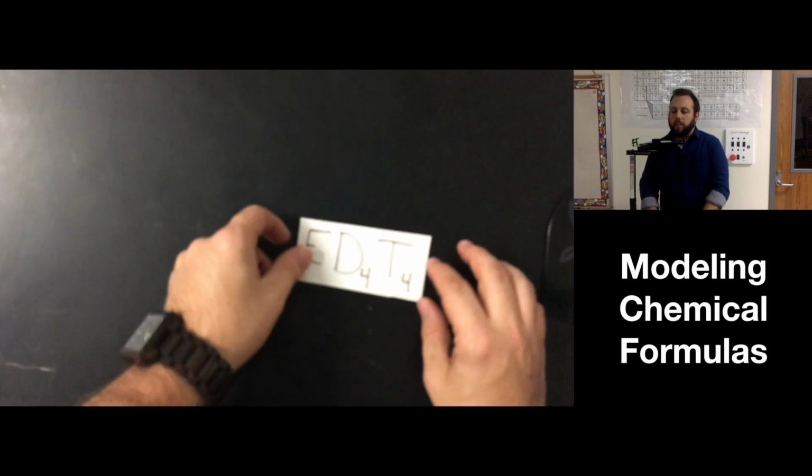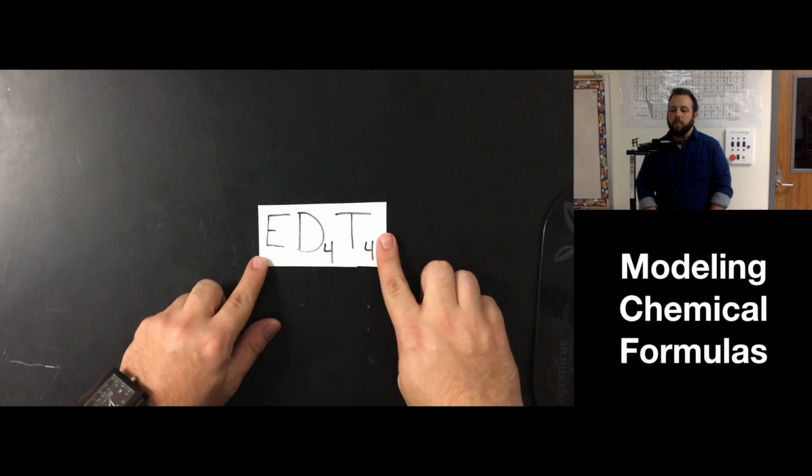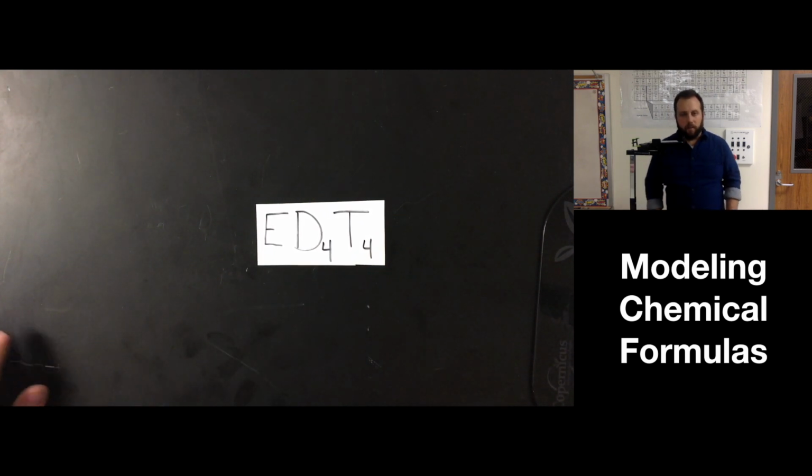So today we're talking about modeling chemical formulas, and we're going to see how these chemical formulas can give us some information that will let us get a better picture of what these compounds are made of. So before we start talking about real chemical formulas, I want to give you some examples here. So let's look at this example formula here.